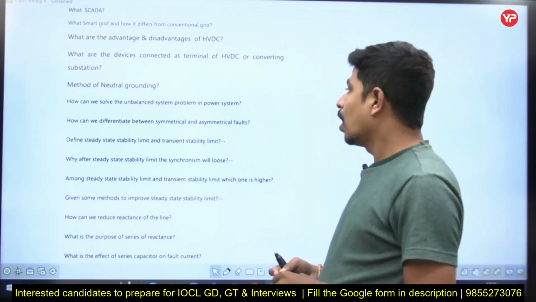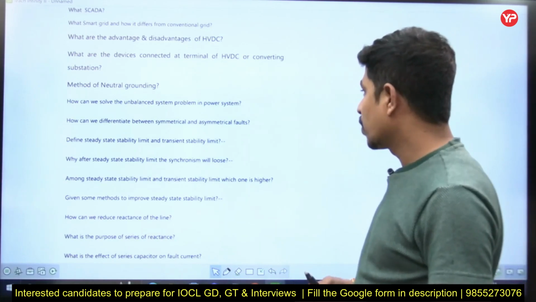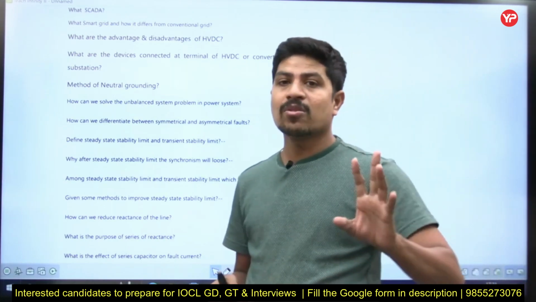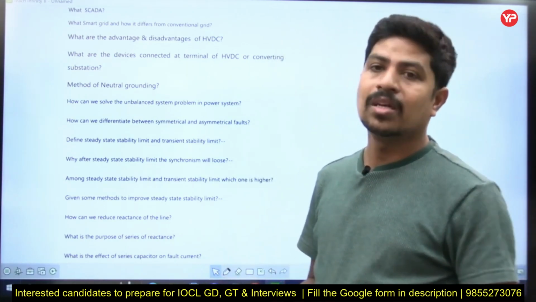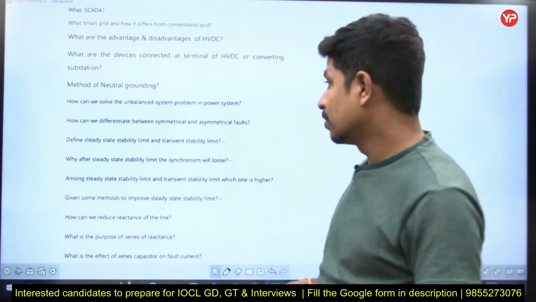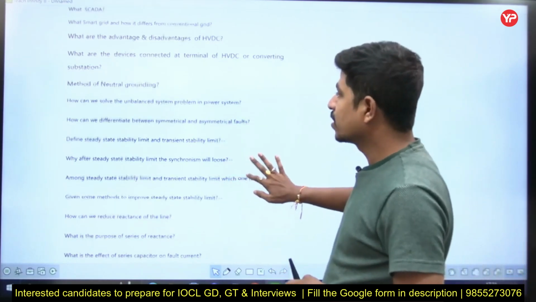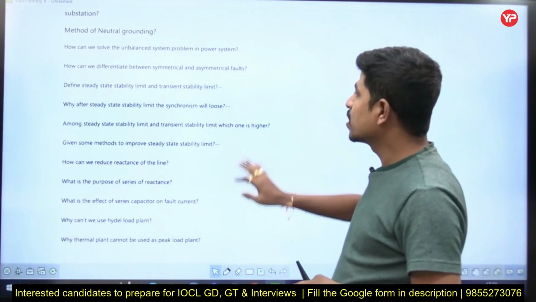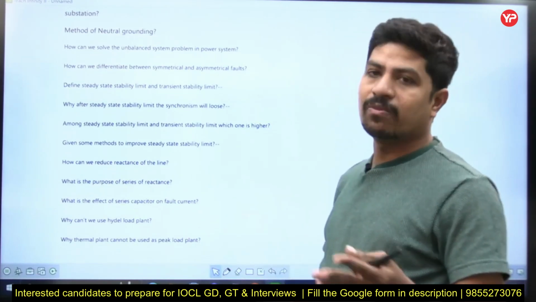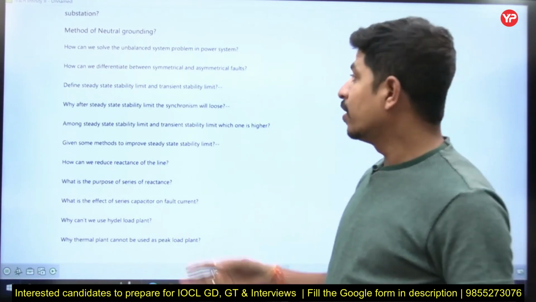Next question is how can we solve the unbalanced system problem in a power system network? See, in power system there is a problem of unbalance. So how to solve an unbalanced system condition? How can we differentiate between symmetrical and asymmetrical faults? There are two types of faults, symmetrical and asymmetrical. How are we going to differentiate?